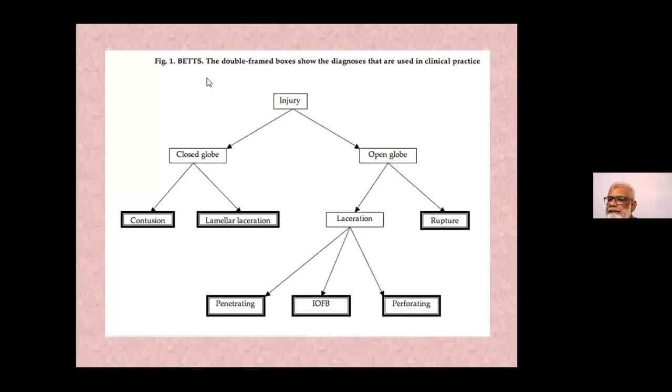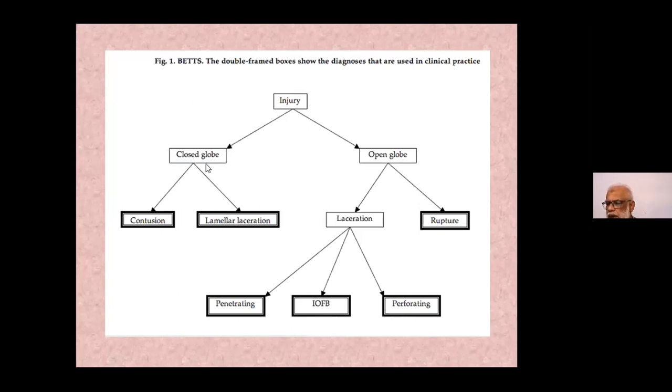This is one of the ways to classify injury as well. Currently, for prognostic purposes, we define the trauma as either closed globe injury or open globe. Is it penetration or is it a rupture? If it's penetration, is it penetrating or perforating, or whether there is any foreign body or not? Closed globe: contusion, mostly concussion, and then lamellar laceration can happen.